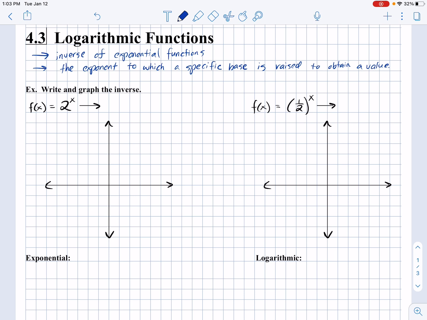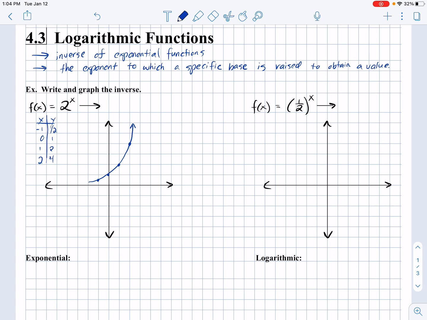I would like to start with graphing these two exponential functions, one's growth, one's decay, and then writing and graphing the inverse, which is going to be the logarithmic function. So let's make a quick table here for y equals 2 to the power of x. Let's use -1, 0, 1, and 2. Gets us 1/2, 1, 2, and 4. So we'll go graph these points: (-1, 1/2), (0, 1), (1, 2), and (2, 4).